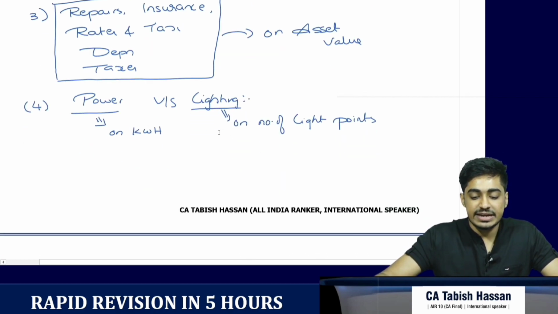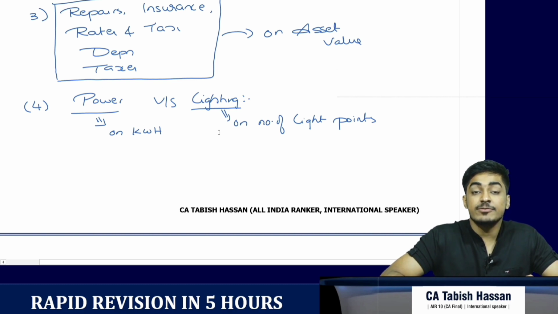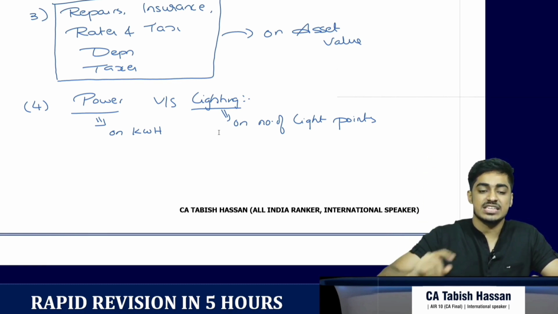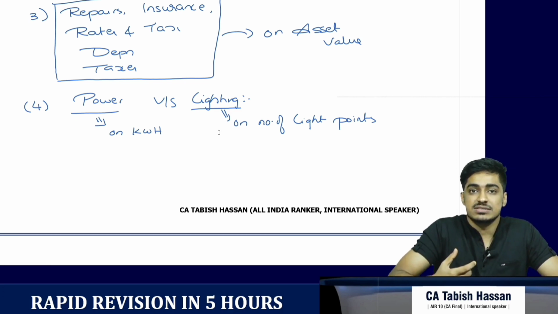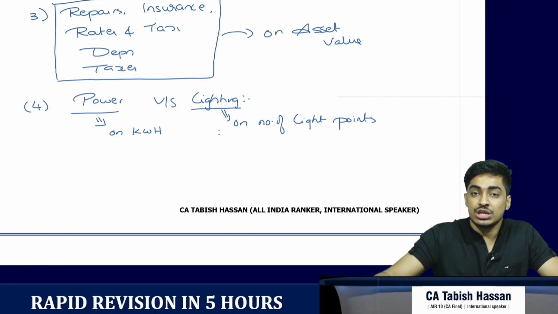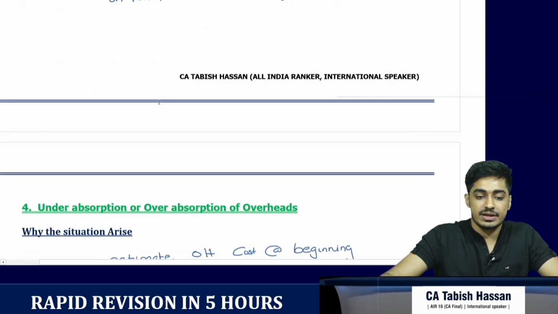Next, power versus lighting. Lighting we distribute based on number of light points. Lighting is the general electricity expense. Power is for the machines. So we distribute it based on the kilowatt hours consumed.